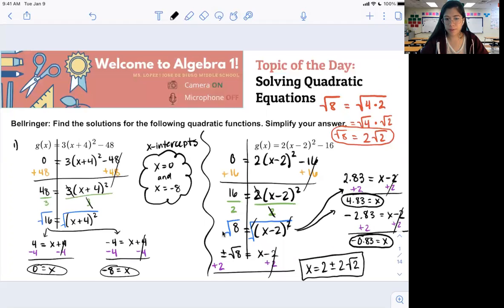So the square root of 8 equals positive 2.83. The square root of 8 also equals negative 2.83. So I have the positive over here. I have the negative over here. And then x minus 2 goes on the other side. This is the same thing I did over here. I just wrote it in a different place. It's the same exact process, but with decimals. So you just got to be a little bit more careful. Okay, does anyone have questions on that?